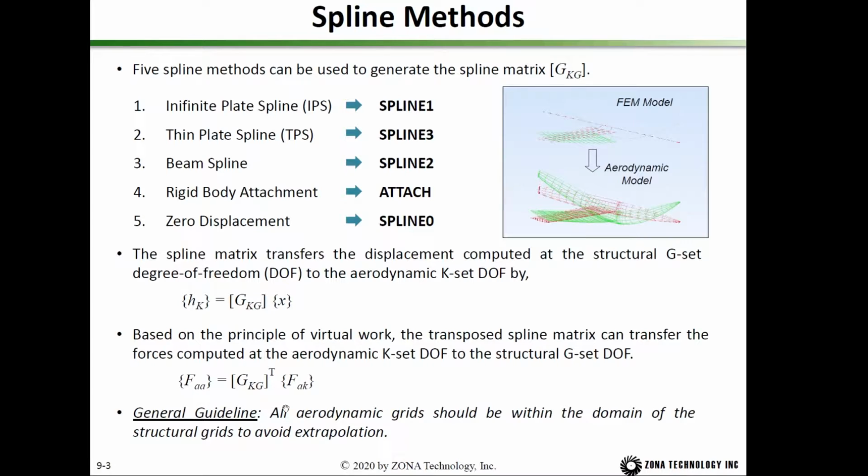And then after you sum all the forces along X, along Y, along Z at the K set, then you will also sum all the forces along X, Y, Z at the G set. Those forces are guaranteed to be equal. So this is a conservation of forces based on the principle of virtual work. But this does not guarantee the conservation of moment. General guideline: all aerodynamic grids should be within the domain of the structural grid to avoid extrapolation.